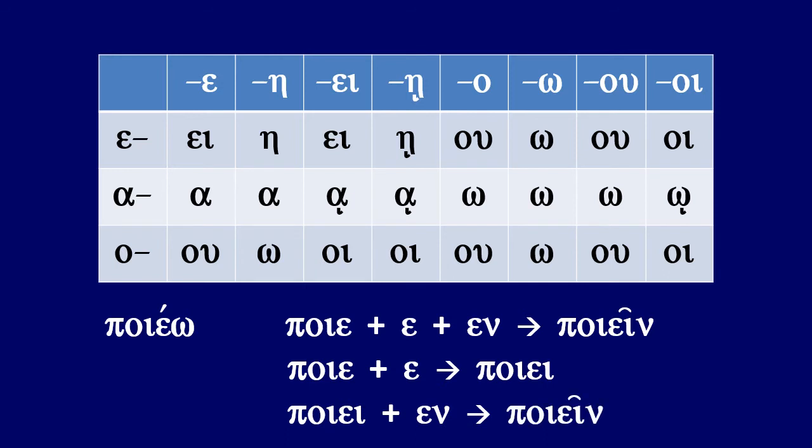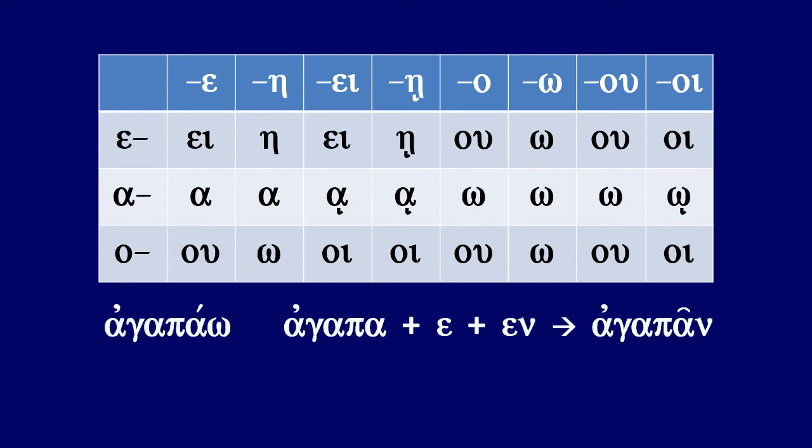And then that combines with the epsilon nu ending, and again, when you have the epsilon plus the epsilon iota diphthong, it remains an epsilon iota diphthong, and thus you have poie. You reattach the nu ending, and you have poiein. And so that is an example for the epsilon short vowel ending of a contract infinitive.